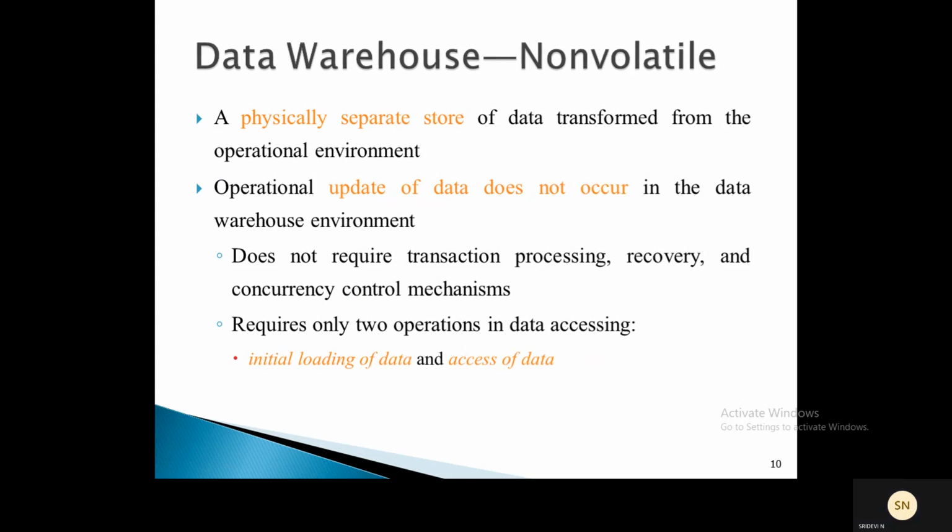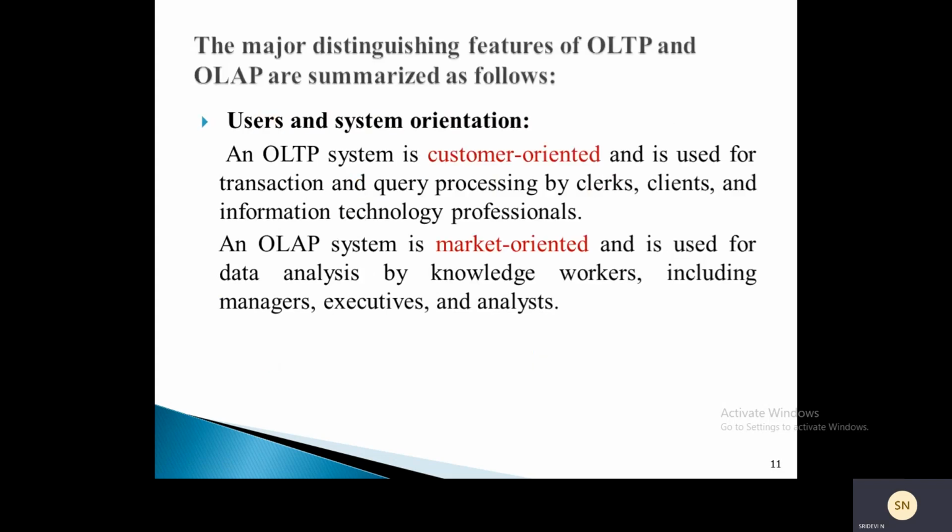Non-volatile as well. A data warehouse is always a physically separate store of data which is transformed from application data found in the operational environment. Due to this separation, a data warehouse does not require transaction processing, recovery, and concurrency control mechanisms. The only two operations required in accessing this data are initial loading of data and access of data. So these are the four key features of a data warehouse: subject oriented, time variant, non-volatile, and integrated.